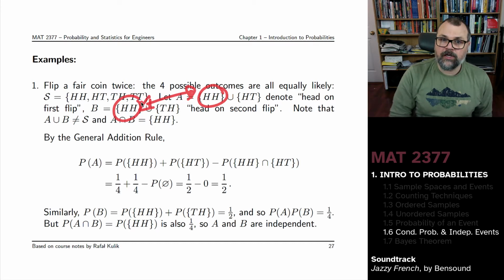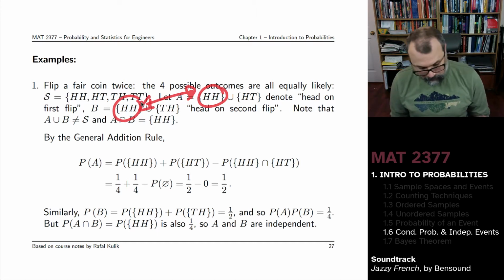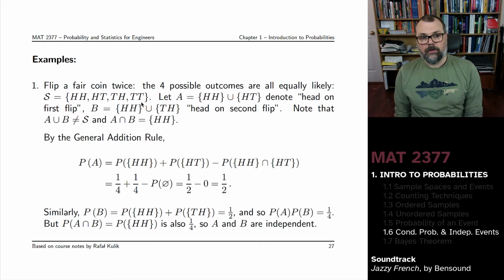So A and B are not mutually exclusive results, but they are also not exhaustive. There is a potential outcome of the experiment which is neither A or B. That's the outcome when you flip 2 tails. So on the one hand, the full union is not the sample space and the intersection is not empty. We use the general addition rule.